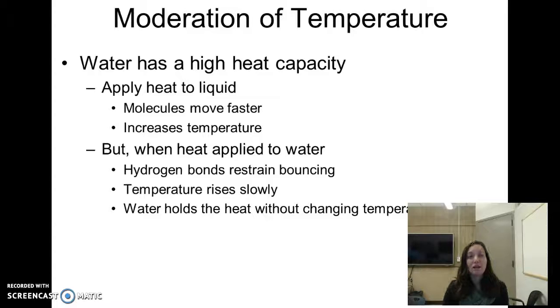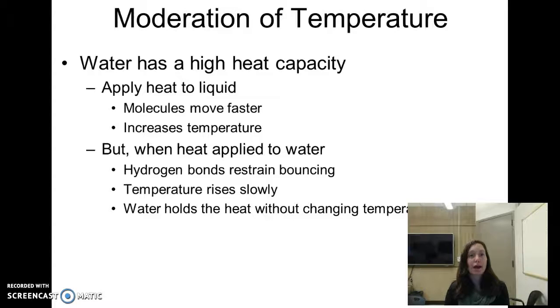So let me explain. First off, water has a high heat capacity. That means that when you heat water, it doesn't increase temperature as quickly as other liquids. It has a high capacity to hold heat. So when you apply heat to a liquid, or a solid, or a gas, any substance, it increases the movement of molecules. All molecules are in constant motion, but when you heat them up, you cause the molecules to move faster. You can measure that speed and movement of molecules with temperature. That's what temperature is a measurement of.